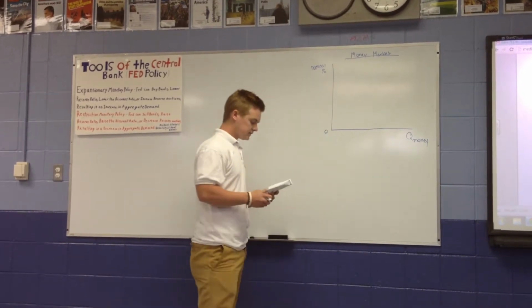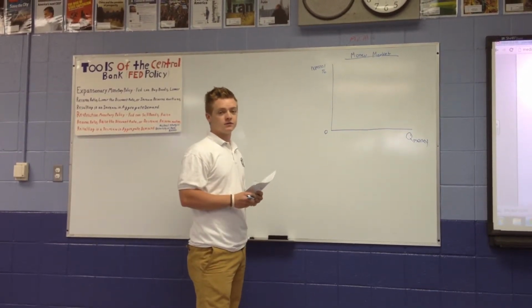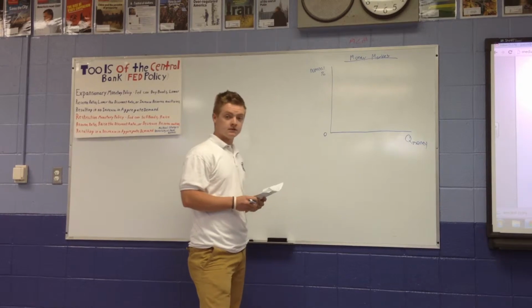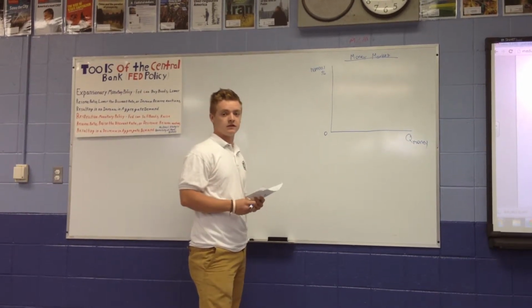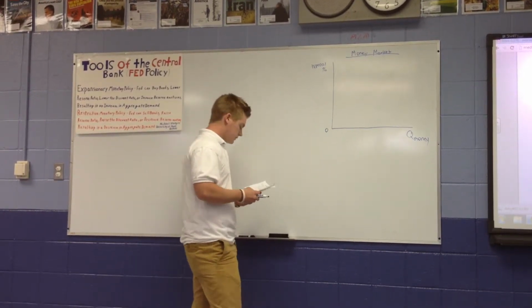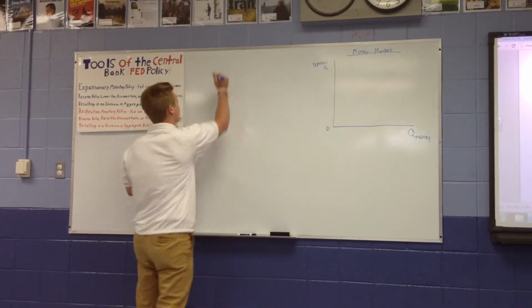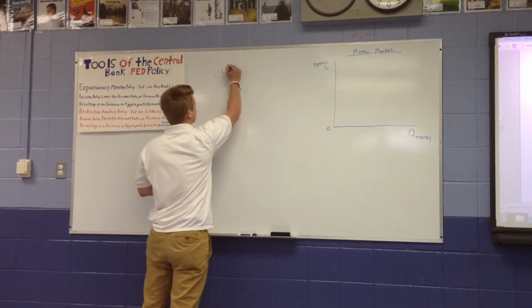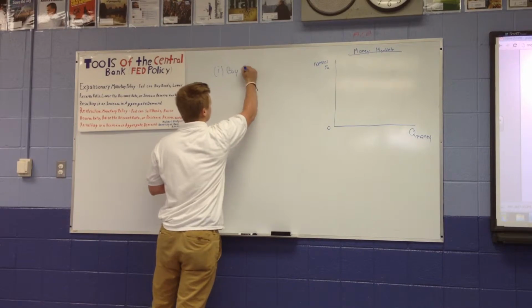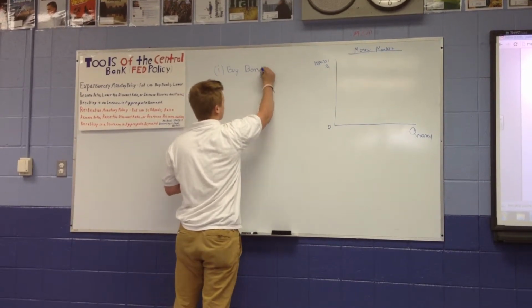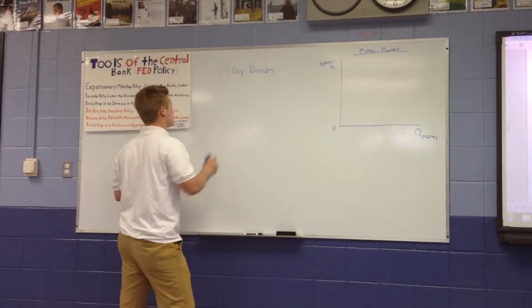So in the question, since it says that the Federal Reserve wants to achieve a lower federal funds rate, that means that they're going to go with an expansionary policy to increase the supply of money. They're going to do this by buying bonds. So for A1, the answer is just buy bonds.